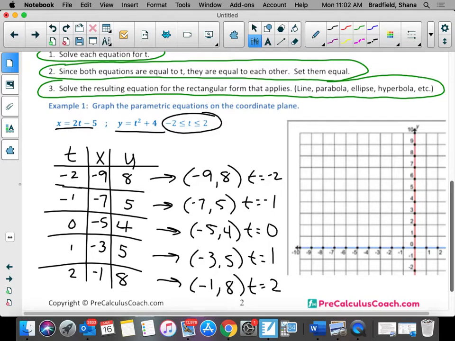So I have -9, 8 that I'm starting with. And that's where t is equal to -2. So I want to indicate that at the point. Then I have -7, 5, and that's where t is equal to -1. I have -5, 4. That's where t is equal to 0.